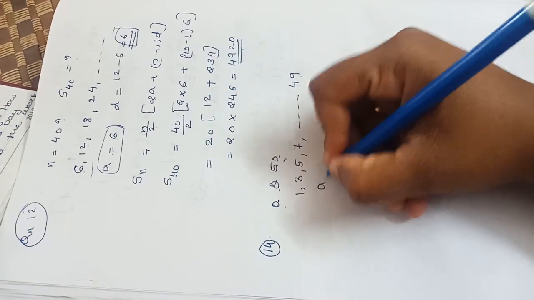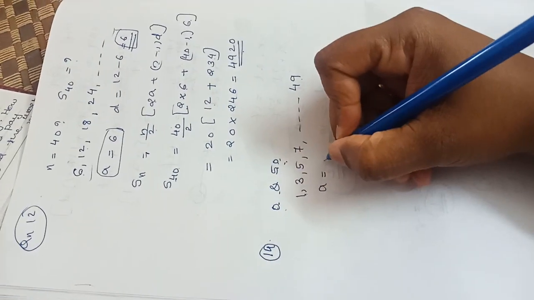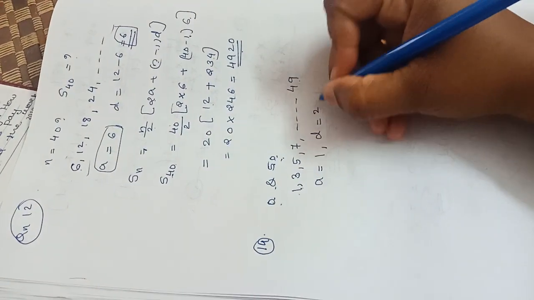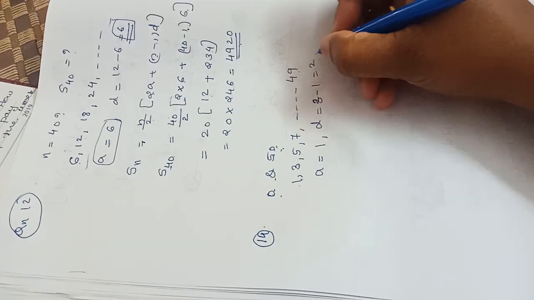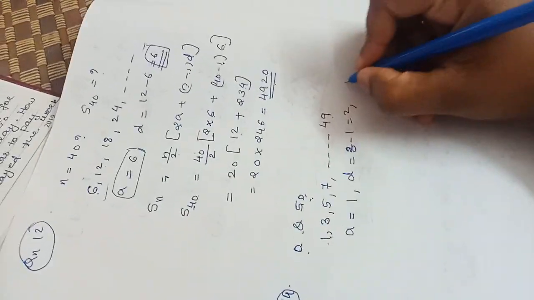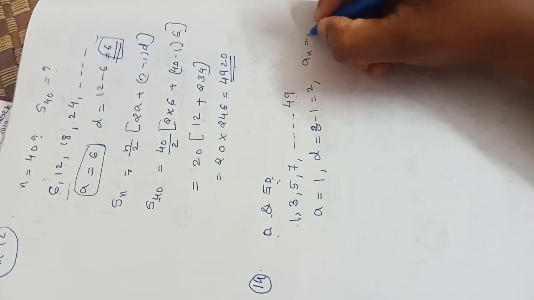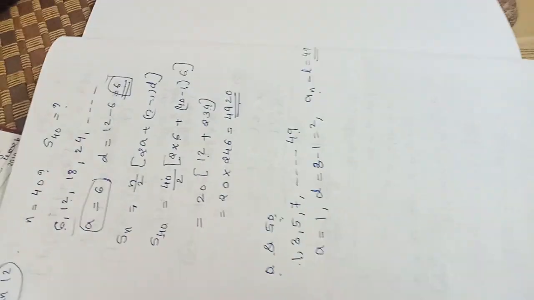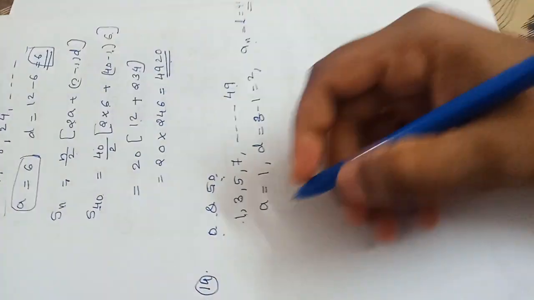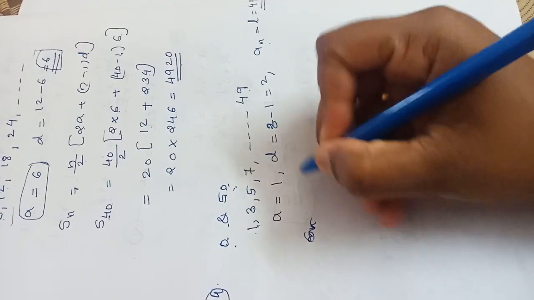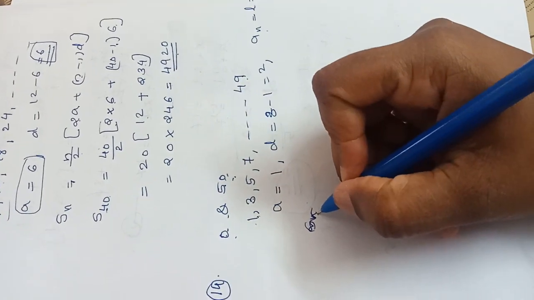So you can write A is equal to what? 1, the first term. D is equal to the second term minus the first term, so 3 minus 1 is equal to 2. What is this? This is the last term. That means An, correct? An is equal to L is equal to 49. Now you have An, so you can apply the second equation. What is the equation for finding Sn? Sn is equal to... you have to find n first. Then only we can apply this equation.